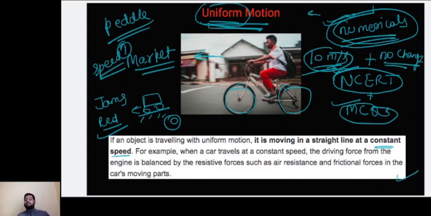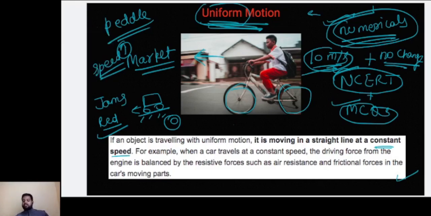So uniform motion is like this guy, he just came on the road. The moment he started to pedal his bicycle, and until just a second before he reached that shop, that market, till that point of time he was doing uniform motion. That means his speed was constant, he was cycling at the same speed throughout, and at that point of time he was doing uniform motion. So I hope this concept of uniform motion would have been clear for you guys.